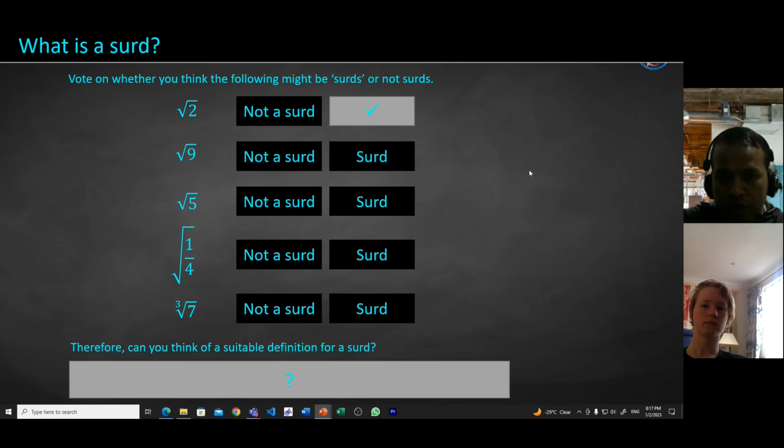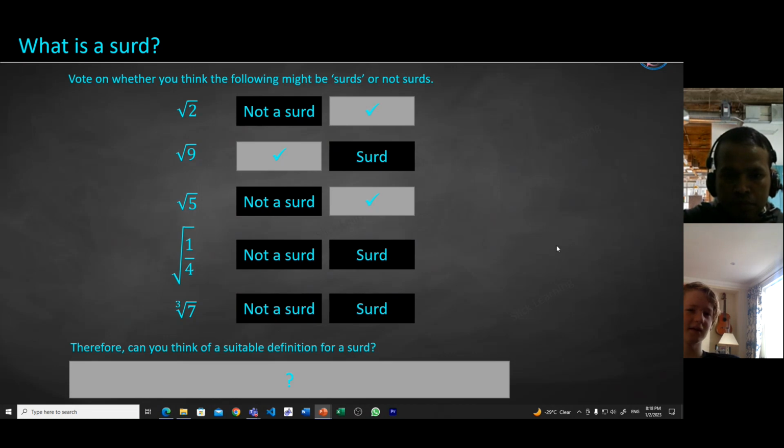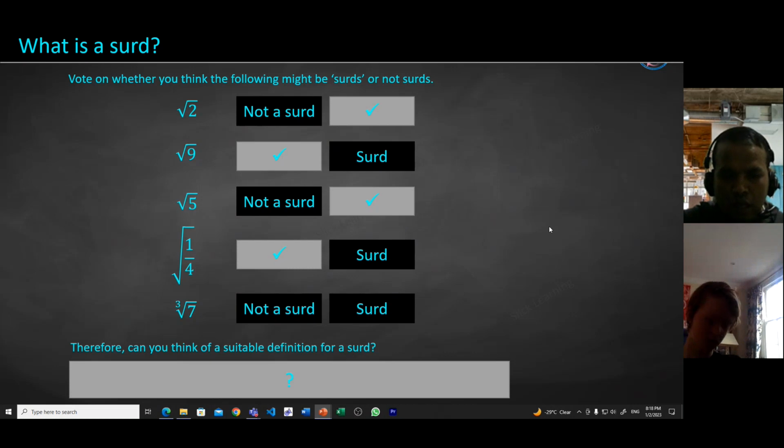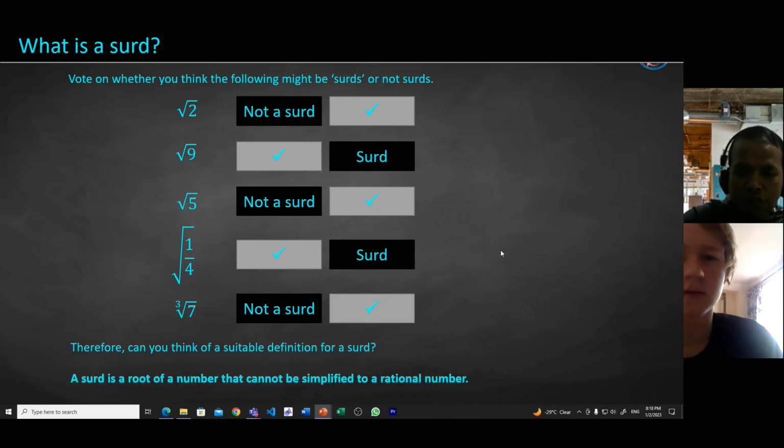How about square root 9? Not a surd, because you can remove the root. And square root 5 would be a surd. Do you think 1 over 4 is a surd? No, it's not. And how about cube root? A cube root is a surd, yes.